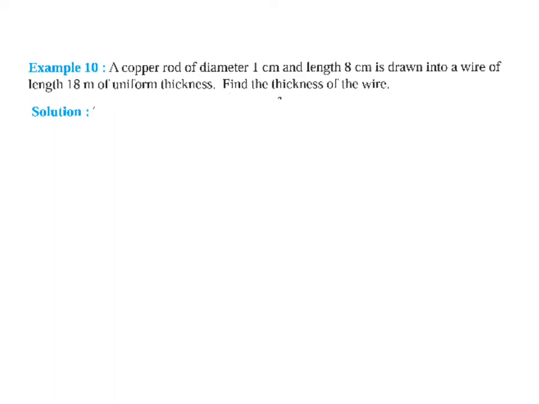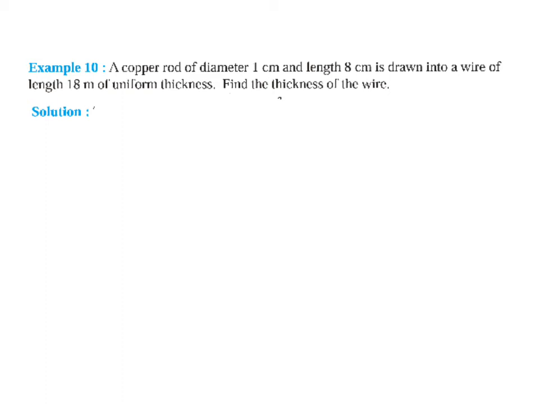Let's try this. A copper rod of diameter 1 centimeter and length 8 centimeters is drawn into a wire of length 18 meters of uniform thickness. Find the thickness of the wire. We know that the shape of the rod is going to be that of a cylinder. So the volume of the rod, what is the formula for the volume of a cylinder? It's pi r squared h.